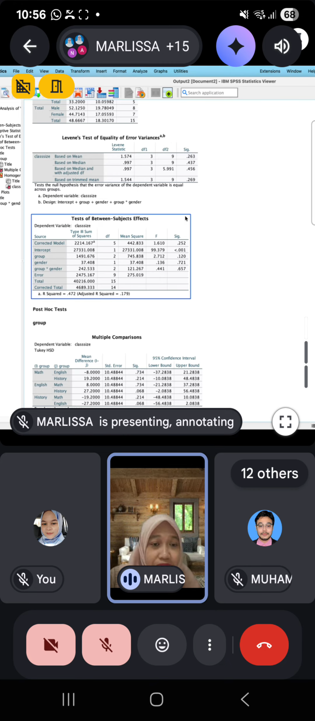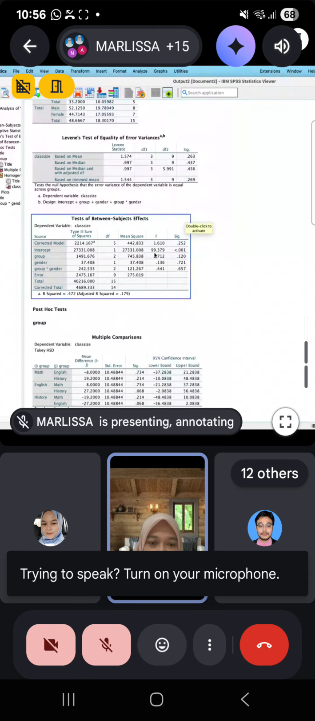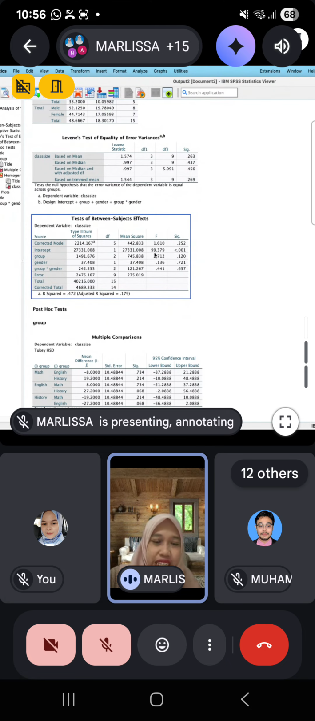If more than 0.05, meaning that there is no significant difference. If there is less than 0.05, then it means there is significant difference. Which is why if it is less than 0.05, we reject the null hypothesis. If less than 0.05, we reject the null hypothesis, meaning that there is significant difference. So please remember, less than 0.05, there is significant difference. More than 0.05, there is no significant difference.